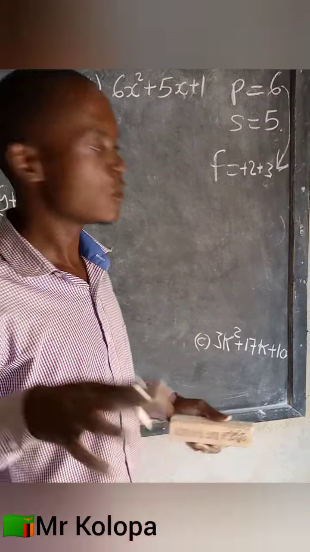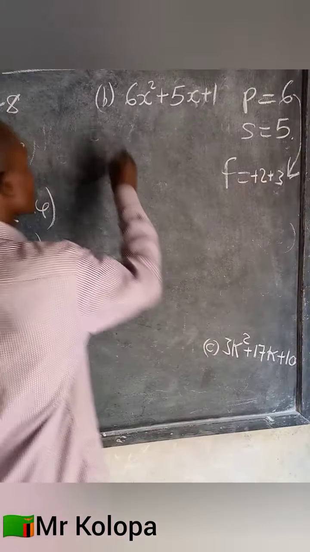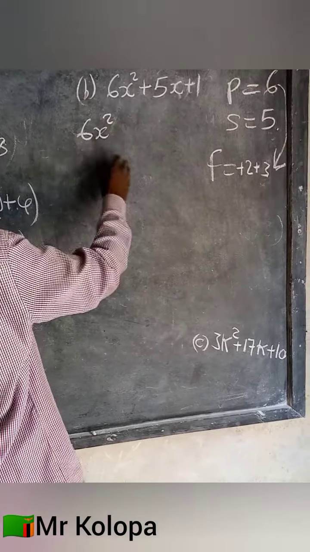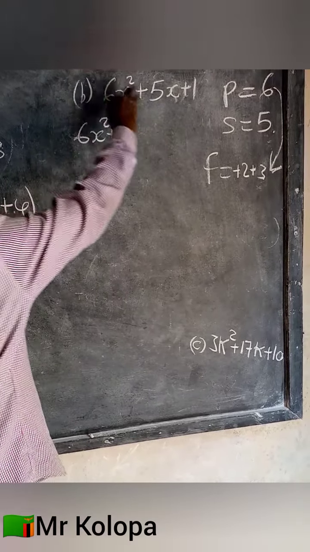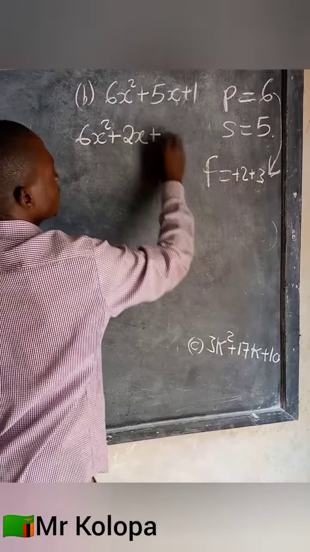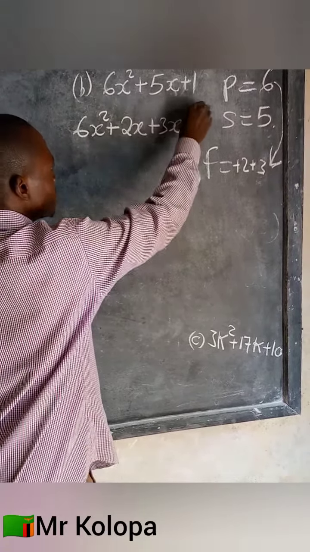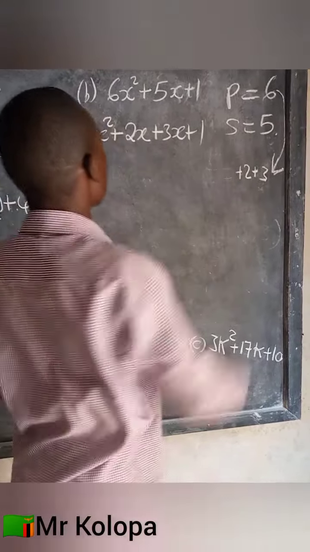We substitute the factors in place of B. So in this case, we have 6x squared positive 2, we include the letter that we are dealing with there, which is x, positive 3x, positive what? Positive 1. Okay. Hope you are enjoying.